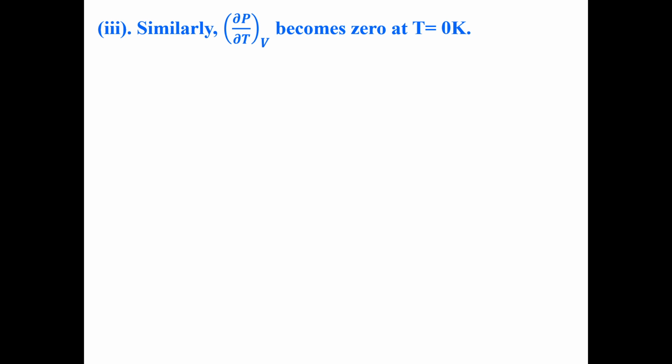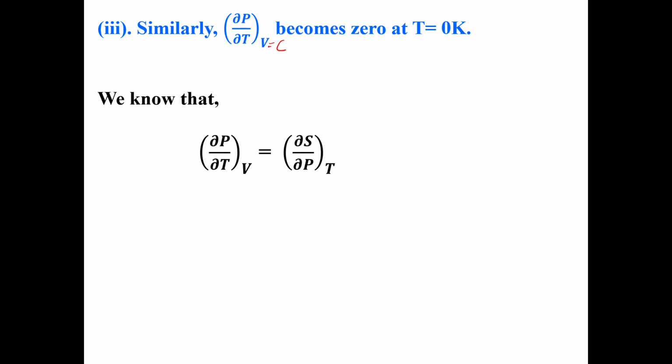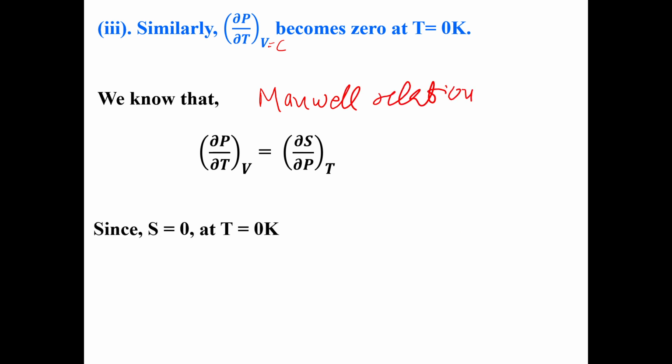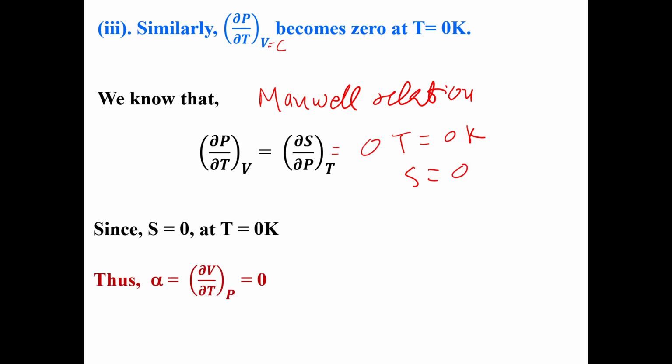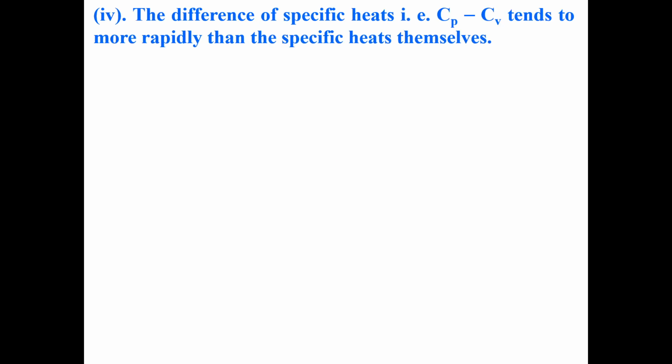Third one is, similarly we can prove that the variation of pressure with temperature at constant volume also becomes 0 at 0 Kelvin. This is another Maxwell relation. And we know that at temperature T equal to 0 Kelvin, S is equal to 0. So this quantity becomes 0. So we can say that this is also 0 when temperature is 0 Kelvin.